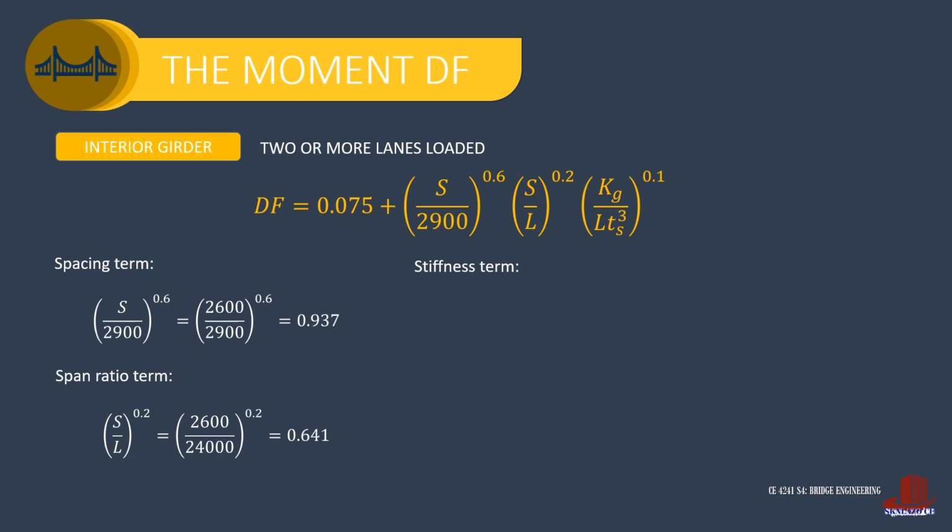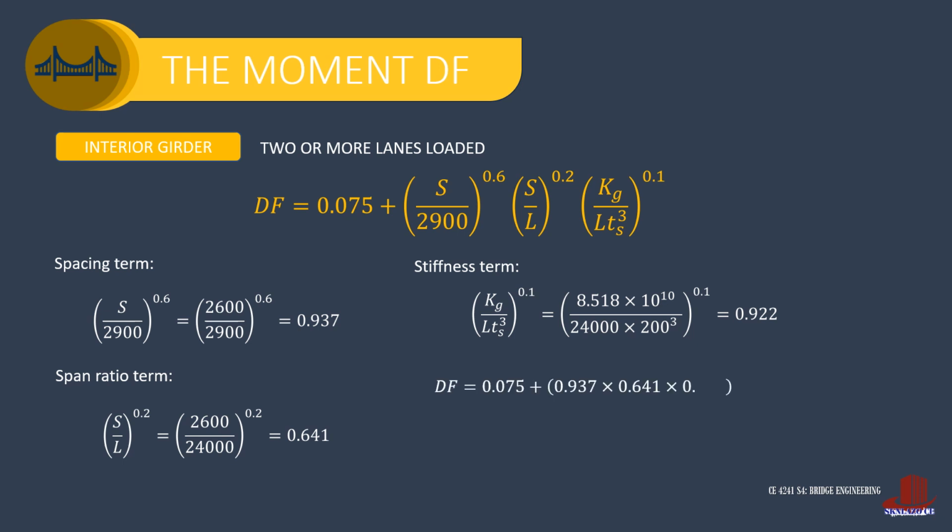The last is the stiffness term, which is solved as the previously computed K_g of 8.518 times 10 raised to 10, which is divided by the bridge span of 24 meters multiplied by the cube of the deck thickness given as 200 mm. The term is simplified as 0.922.